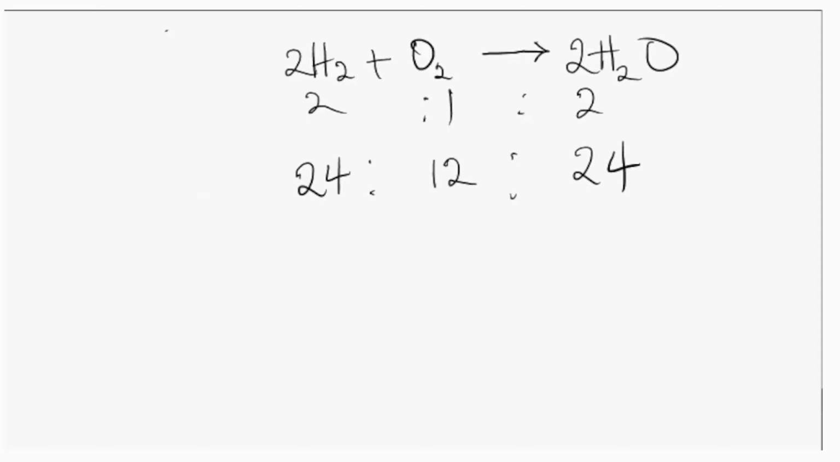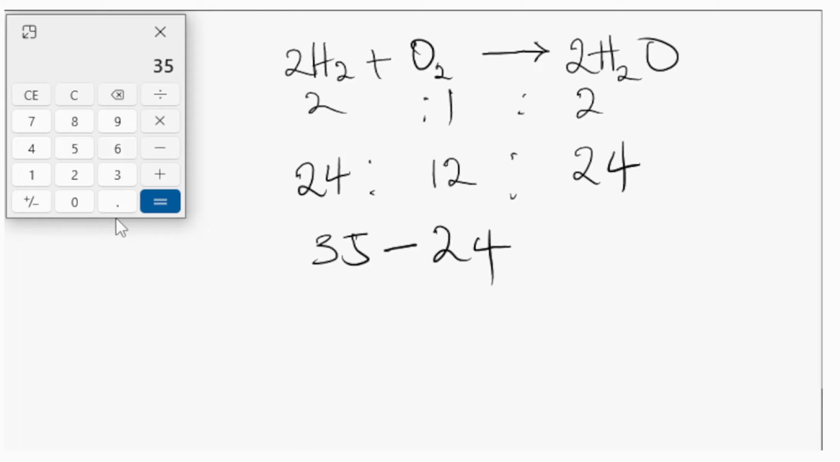So guys, since we have excess of this hydrogen gas being sparkled, the next thing we are going to consider here is what's the volume of this excess hydrogen. So guys, the volume of the excess hydrogen will be this 35 cm cube minus 24 cm cube. So guys, let's go ahead and use our calculator here. So here we have 35 minus 24, and we have 11. So guys, 11 cm cube of hydrogen is in excess here.